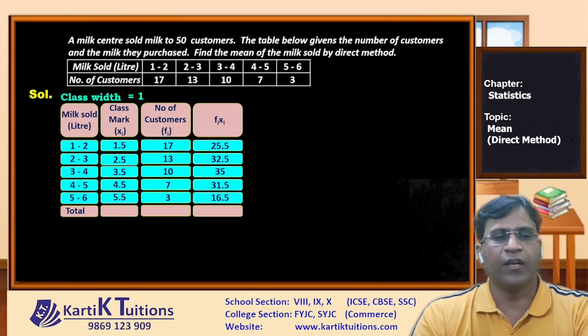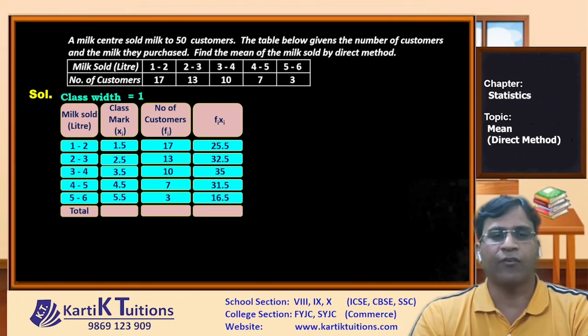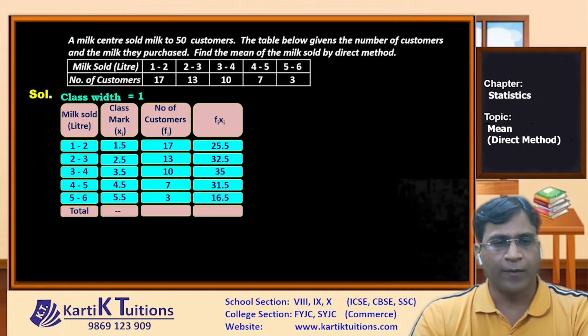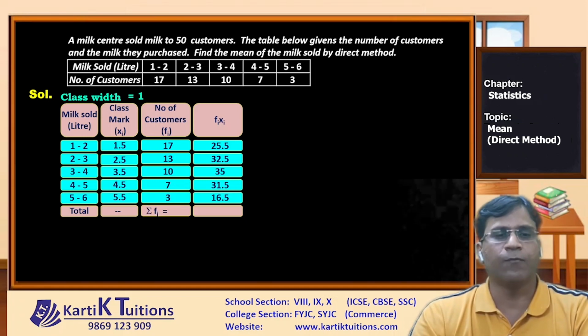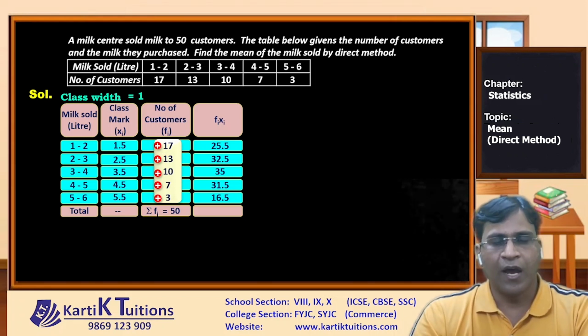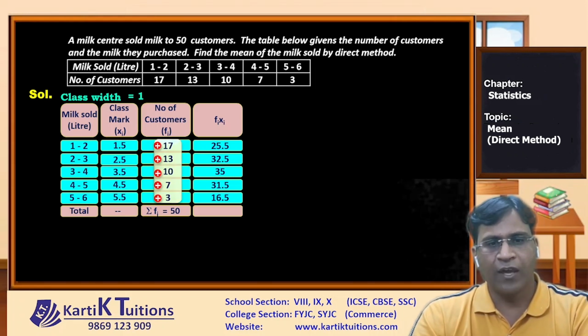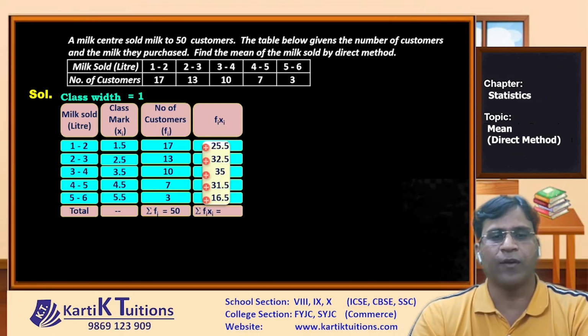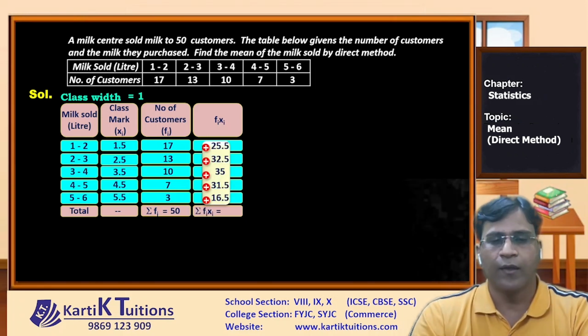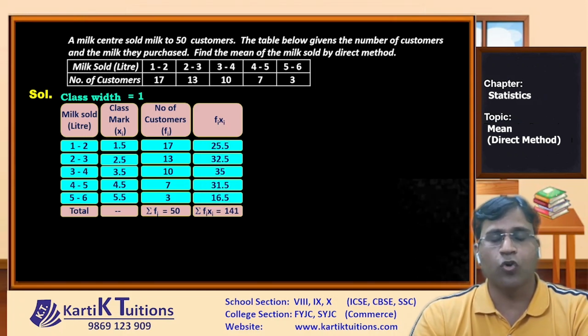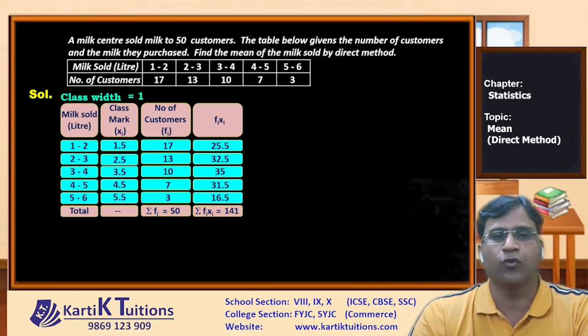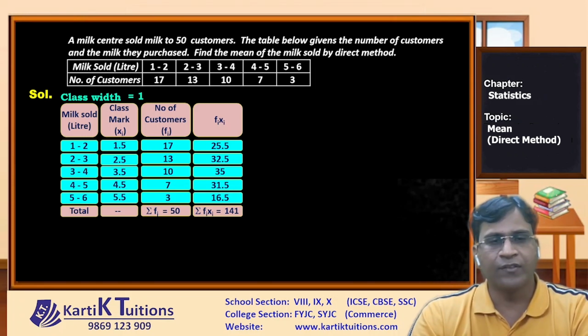Now after that, we need to find the total. We will find the total of the frequency column and fi xi. So summation of fi, that means 17 plus 13 plus 10 plus 7 plus 3. When you add, you get 50. Now after that, we will find the total of fi xi. So it is 25.5 plus 32.5 plus 35 plus 31.5 plus 16.5. So here the total becomes 140. Now please take a note. It is just a coincidence that in both the sums the frequency total ends up to 50. In every sum you will not get 50.